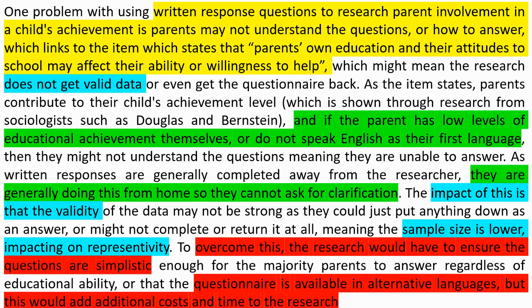Last thing I want to show you is just an answer. Now, the color coding is just so that we're picking out and identifying AO1, AO2 analysis and evaluation, ideally. So as you can see here, the problem that's been raised is that the parents may not understand the questions. And this could be because the parents' own education and attitudes affect their ability or a willingness to help. So if you are a parent who has got a low educational background yourself, you might not be able to help your child with their homework, and that's going to impact on their ability to achieve.